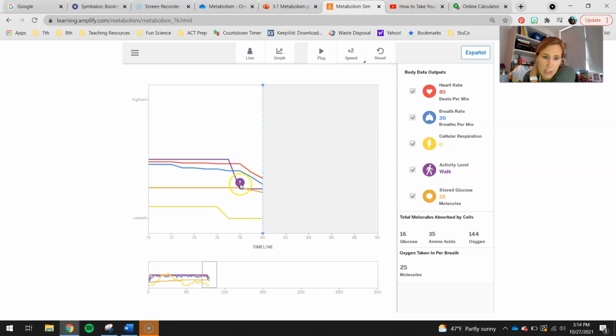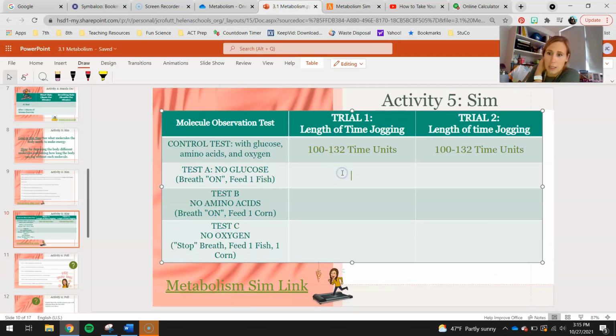Right there. Okay, so you can click and drag this blue line, and it's right at about 78 time units. So here you would write 78 time units. Oh, shoot. There we go. 78 time units.